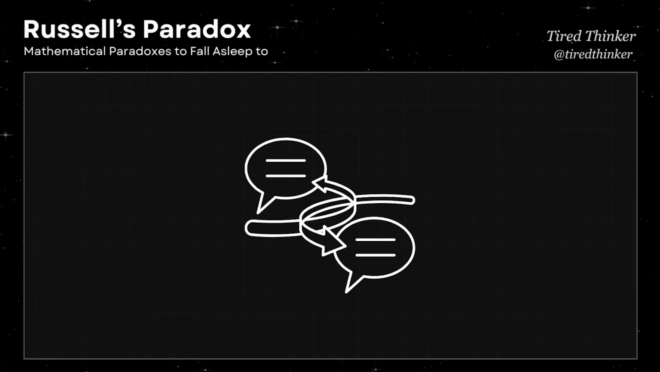Russell's paradox arises when we ask a simple but deep question. Does the set of all sets that do not contain themselves include itself? If it does, then by definition it should not. If it does not, then it should. This creates a contradiction. To understand why this is a problem, consider how sets work.